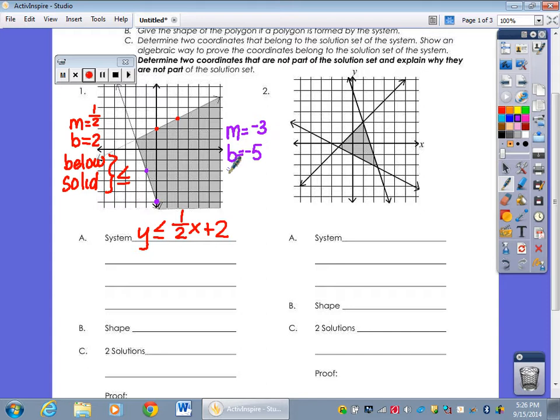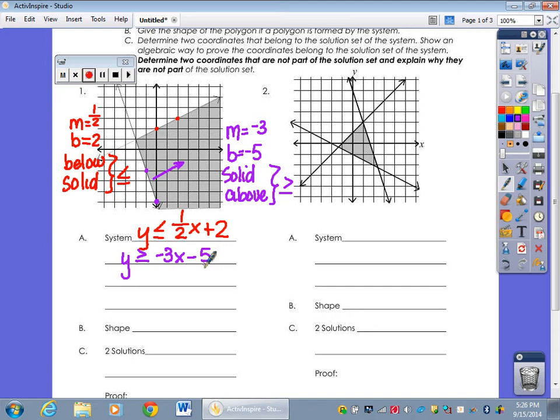Now, that is also a solid line, and when I shade in this direction, that's above. So the fact that it's above and solid means that it's got to be greater than or equal to. So y is going to be greater than or equal to -3x minus 5, my slope and my y-intercept.